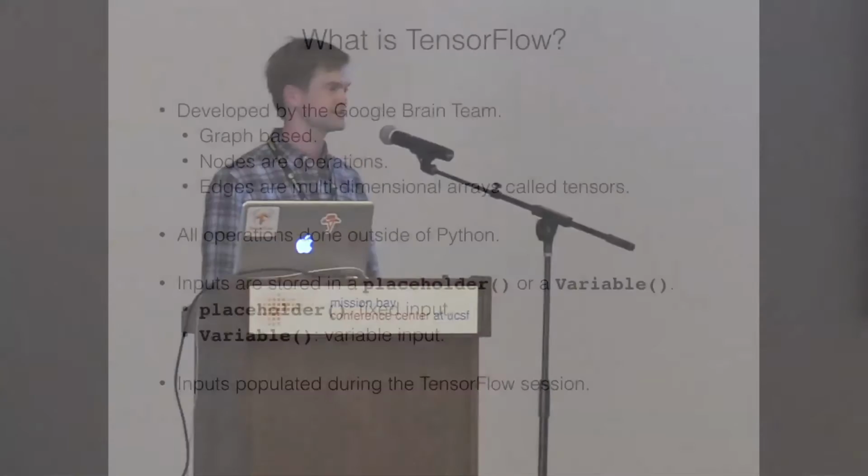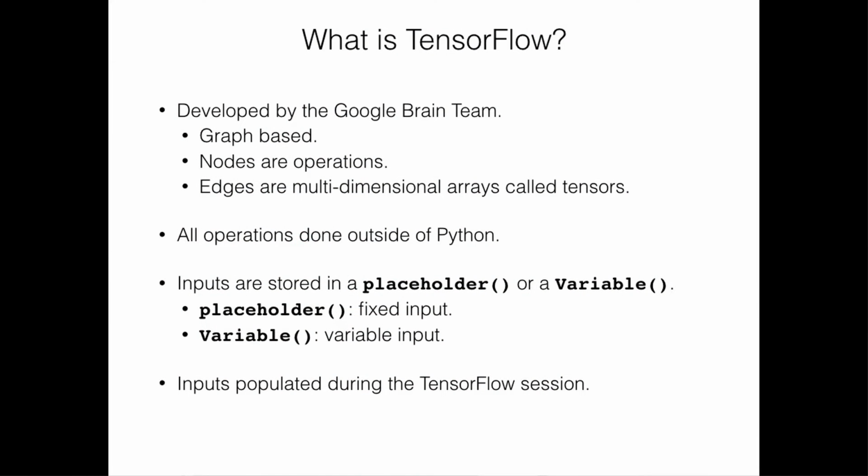So what is TensorFlow? This was developed by the Google Brain team. It's graph-based. And the nodes, these are operations. And where the edges are, these are multidimensional arrays called tensors. So the edges, they'll hold the data, such as the training data, the test data. And the operations, that's where you're manipulating the data during the modeling process.